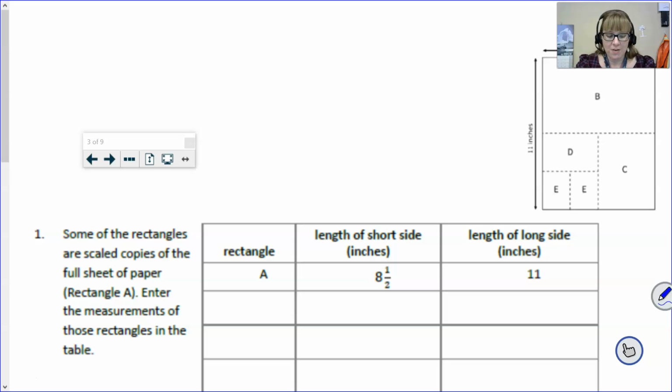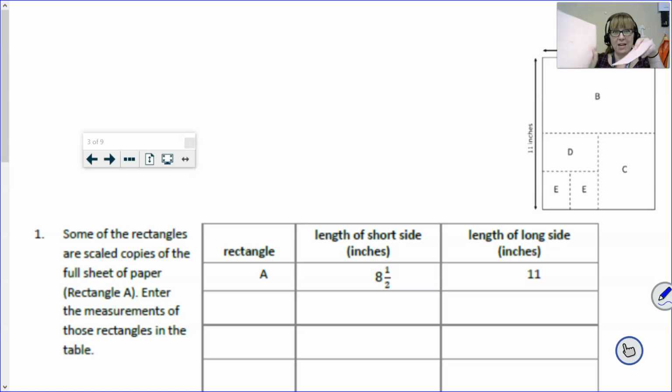So you're going to pause the video long enough. I want you to compare all of these rectangles and find out which ones are scaled copies of each other. Specifically, which ones are scaled copies of our rectangle A. That's our full-size sheet of paper. So you'll take A and E. Those have to be really far apart to close that eye and get that perspective. What about A and D? What about A and C?